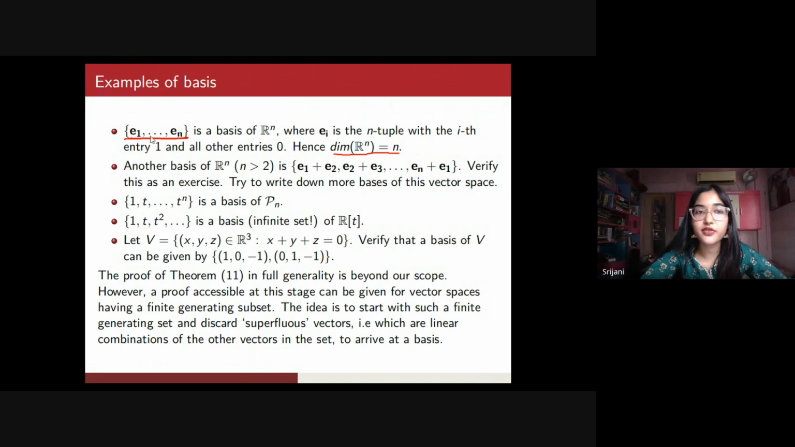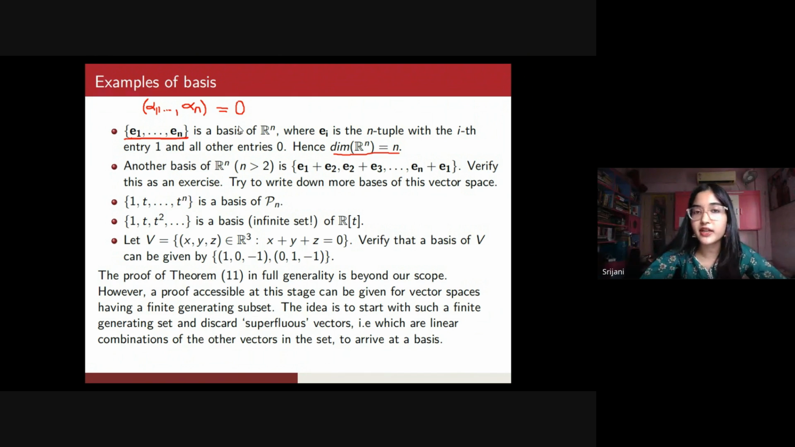Now, firstly, independence is easy to check. Take summation alpha_i e_i. I've proved this for n equal to 2 before. So summation alpha_i e_i gives us just this: alpha 1, alpha 2, comma, comma, alpha n. So this is 0 implies that each of the alpha_i's is 0. It implies automatically that each alpha_i is 0. So that means that it is independent.